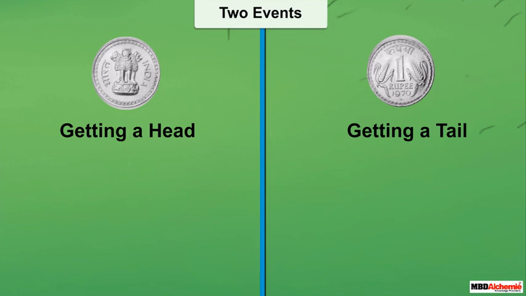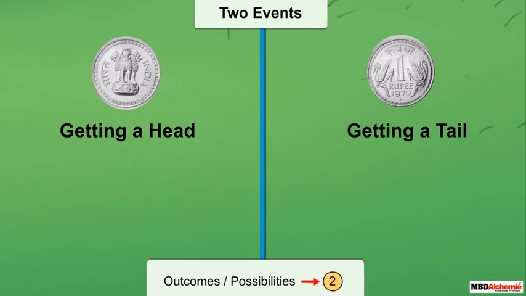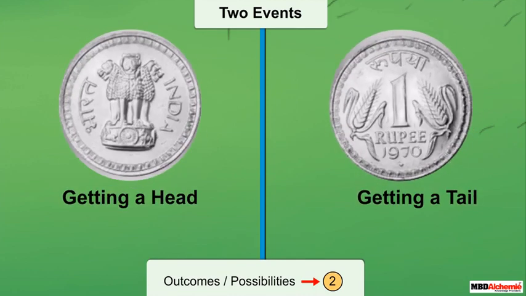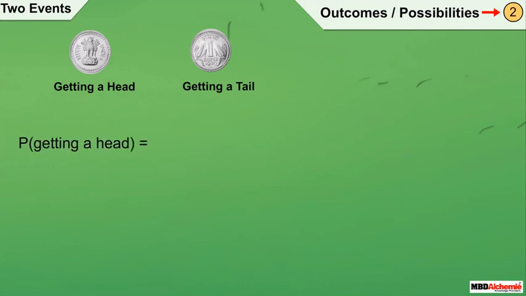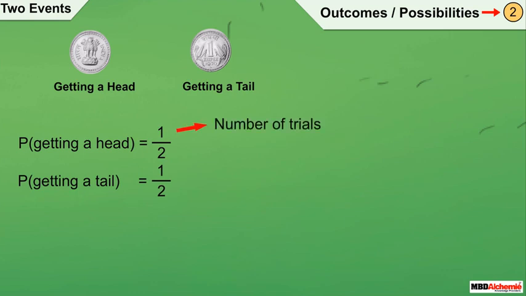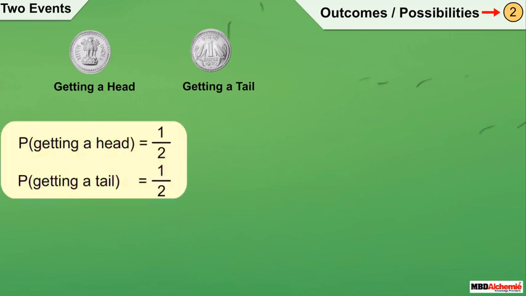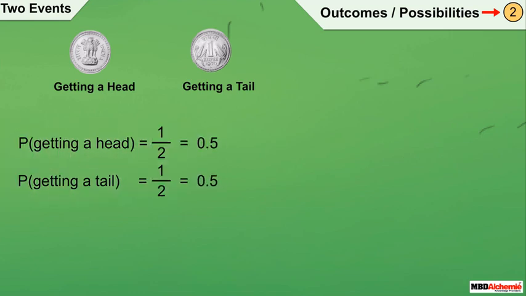As we had already shown above, there are only two outcomes or possibilities, and these are none other than head or tail. So the probability of getting a head is 1/2, and same for getting a tail is 1/2. The numerator of this fraction shows the number of trials in which the event happened, and the denominator shows the total number of all possible outcomes of the experiment. These can also be written in the form of decimal as 0.5.